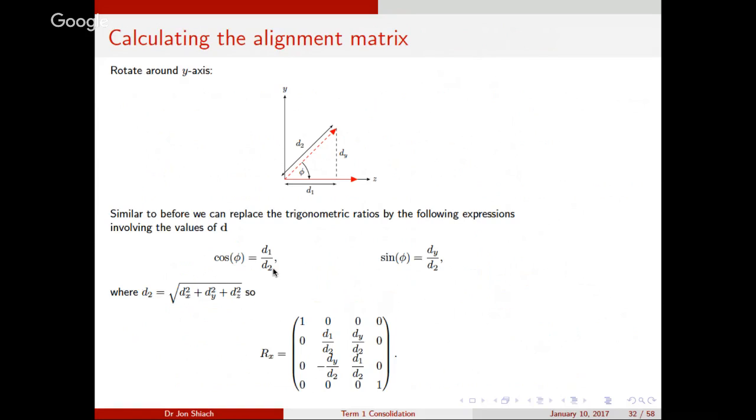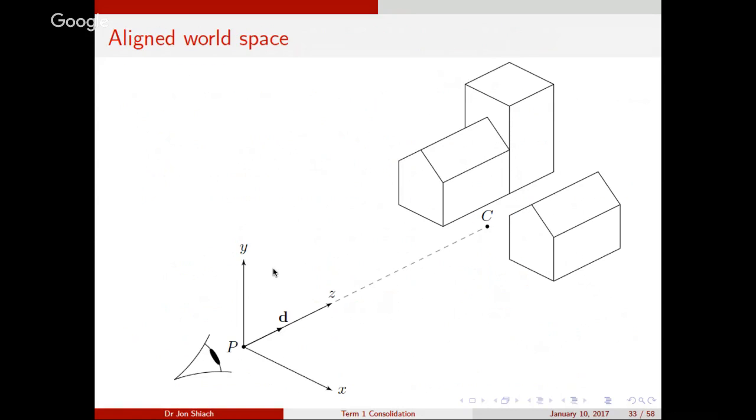d2 is the hypotenuse, that is the magnitude of our original vector. So cos phi is adjacent over hypotenuse, so d1 over d2. Sine phi is opposite, which is dy over d2. Plug those into the x rotation, and you get Rx. Do all that, and this is what you end up with. So that was all assignment 4 from last term.